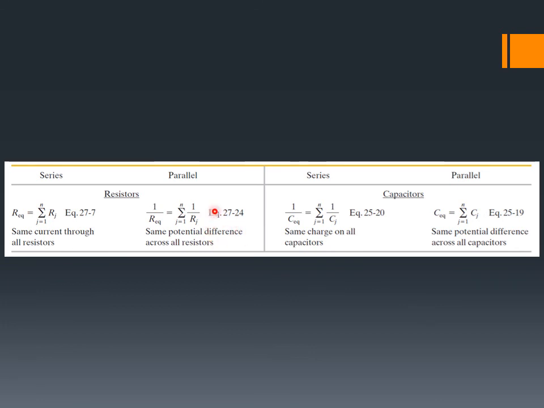Similarly, for resistors in parallel, you see the equation is 1 over R equivalent is equal to the summation, where j goes from 1 to n, of 1 over Rj. So the same potential difference is across all resistors. While for capacitors in parallel, the equation is this one. You can note down from this table what the equations are when you connect resistors in parallel and series, and what the equations are when you connect capacitors in series and in parallel. Hope it is clear.